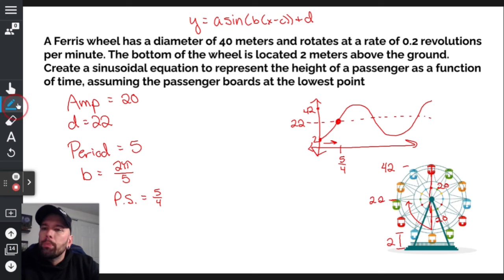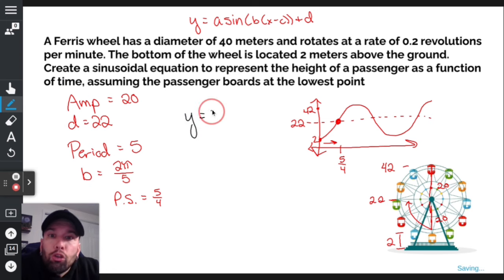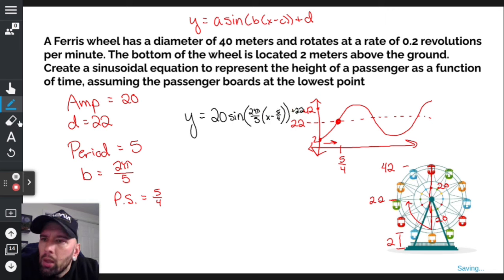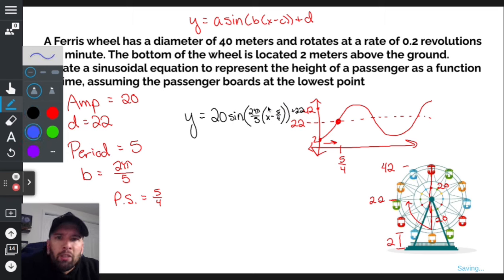Not pleasant at all, but I don't really have to make it pleasant. I could just write this out. Y equals 20 sine, parentheses, B, which is 2 pi/5, parentheses, X minus 5/4. That'll actually simplify out just fine. Close it. And then plus 22, the Taylor Swift special. Let me simplify this out and clean it up. I didn't give myself near enough space. Let me write it out here.